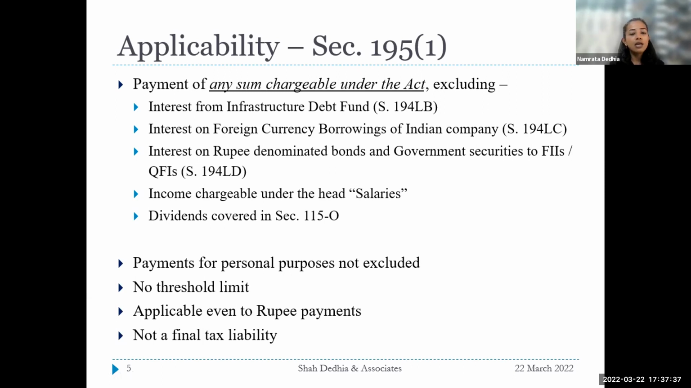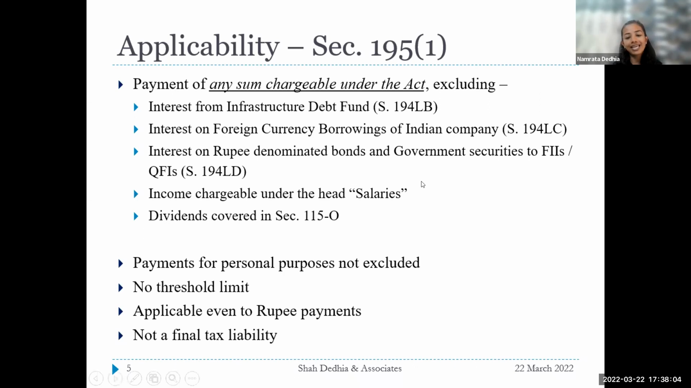Also, unlike your domestic TDS provisions, there is no threshold limit. So you have a 30,000 per invoice or a 75,000 per annum limit under 194C, or you have limits under 194H, I, J. There is no threshold limit under 195, which means even 1 rupee of a payment, if it is a sum chargeable to tax under the Act, will attract 195. It is also applicable to rupee payments.